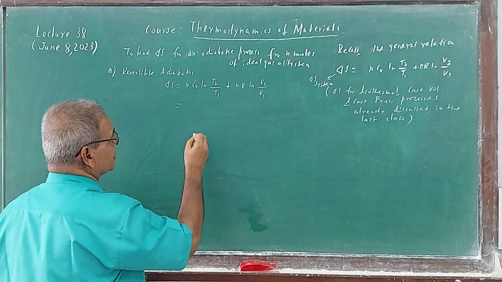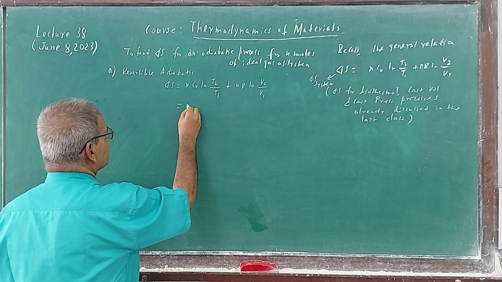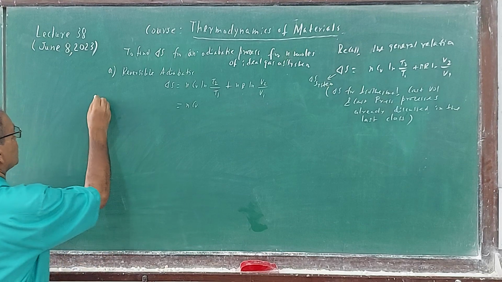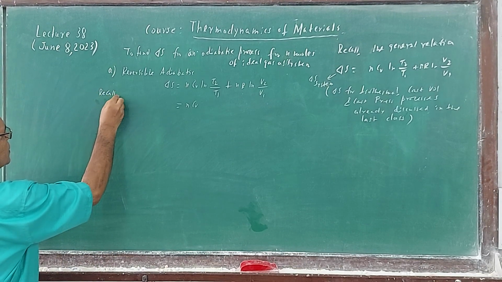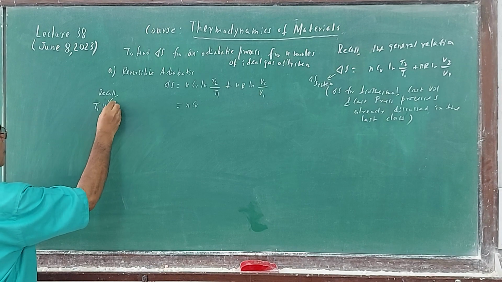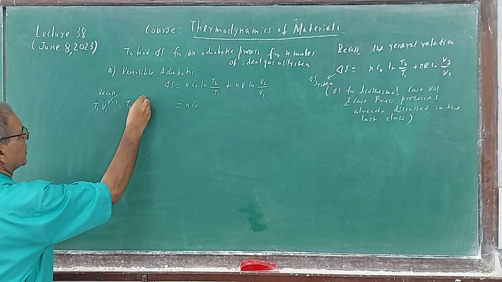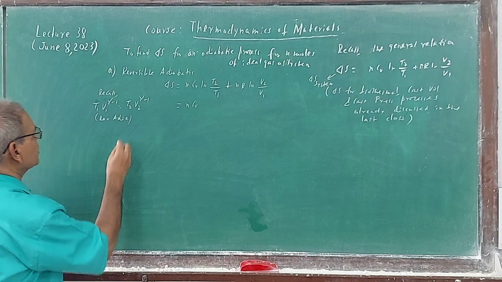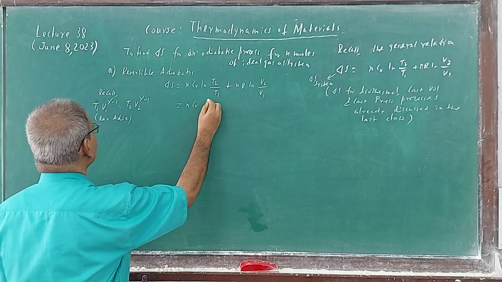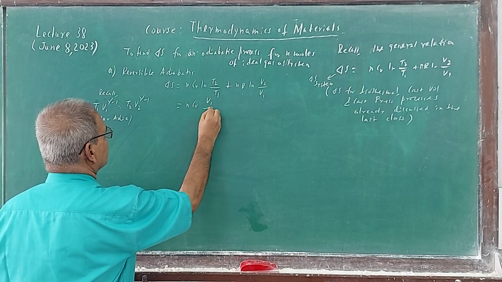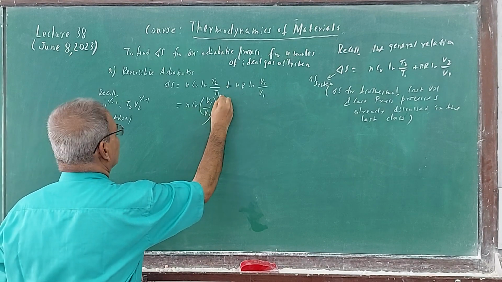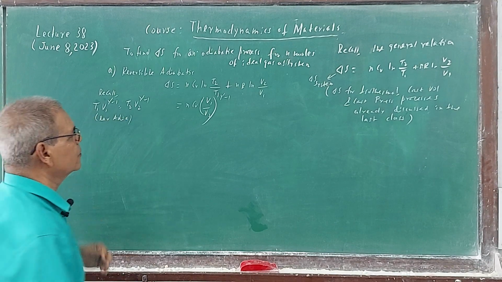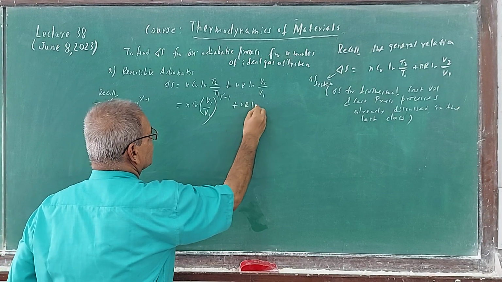Okay. N Cv ln T2 by T1 is what? Recall: T1 V1 to the power gamma minus 1 is T2 V2 to the power gamma minus 1 for reversible adiabatic. Apply this relation: T2 by T1 is what? Let me write here. T2 by T1 is V1 by V2 to the power gamma minus 1, plus N R ln V2 by V1.